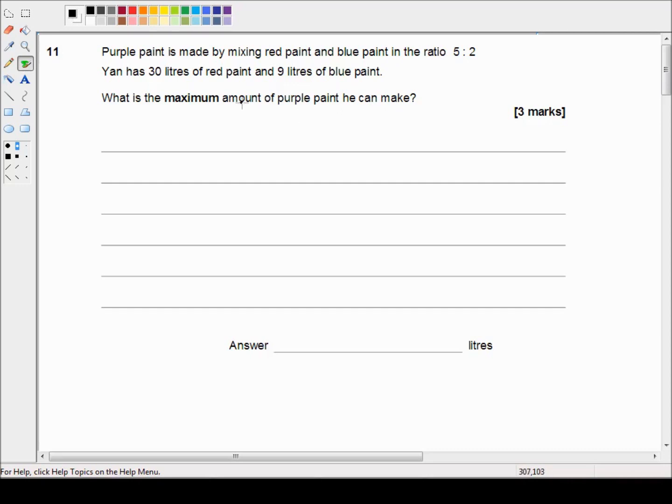Okay, so what we learn from this question is that 5 litres of red plus 2 litres of blue equals 7 litres of purple. Now Jan has 30 litres of red paint and 9 litres of blue paint, and we want to know what's the maximum amount of purple paint that he can make.